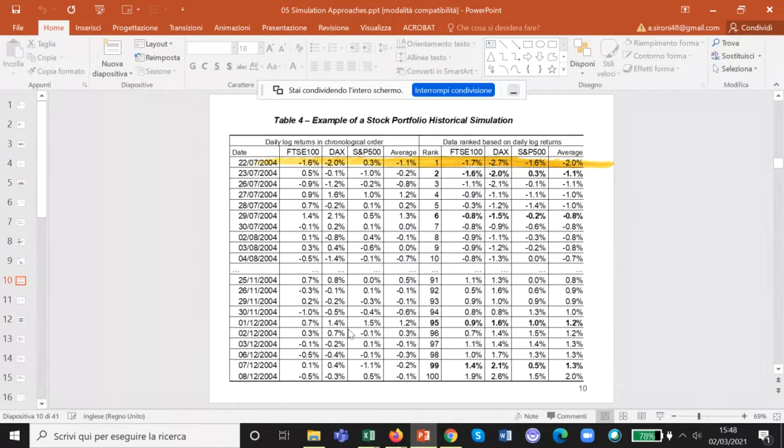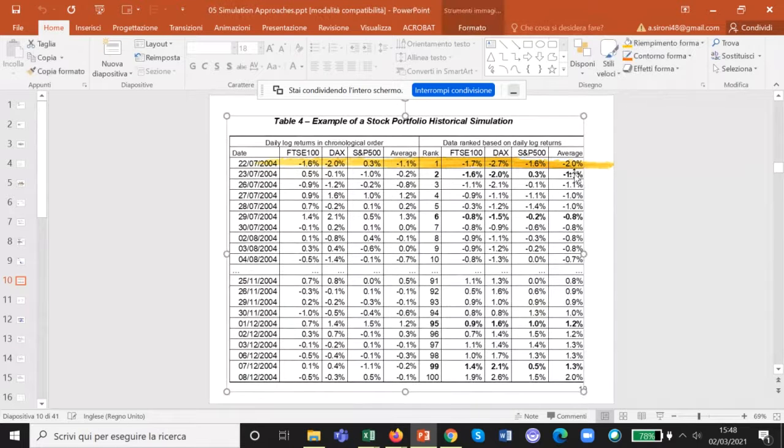Let's look at another example. This is a simple stock portfolio, okay? It's just 100 days, okay? And it's a portfolio that is equally weighted in the FTSE 100, the German stock market index, DAX, and the S&P 500. And you have the history of the last 100 daily returns of the portfolio. Here it is chronologically ordered. This is ordered from the worst to the best, okay? Again, if you want 99, you take the second worst.